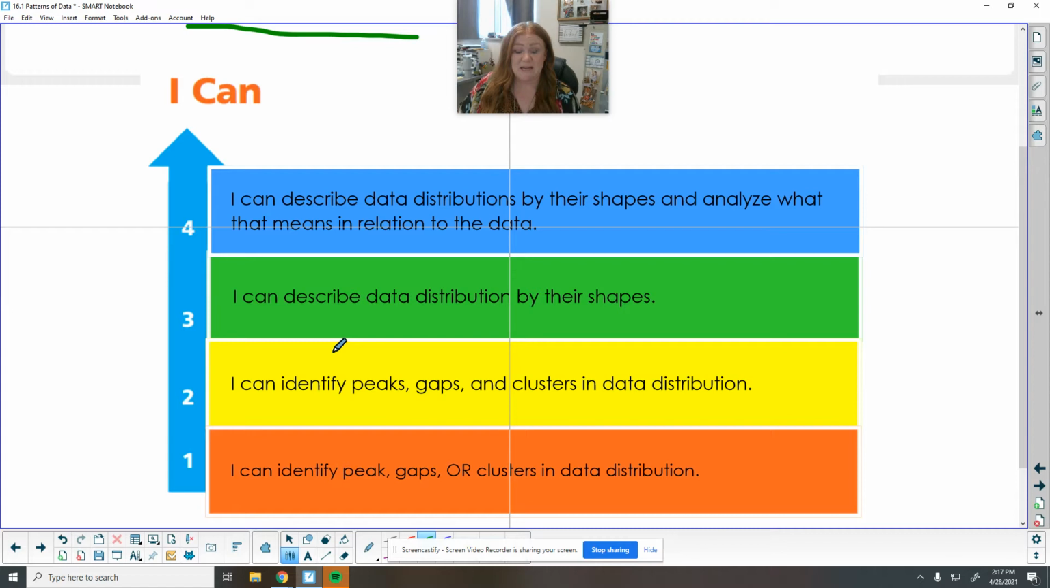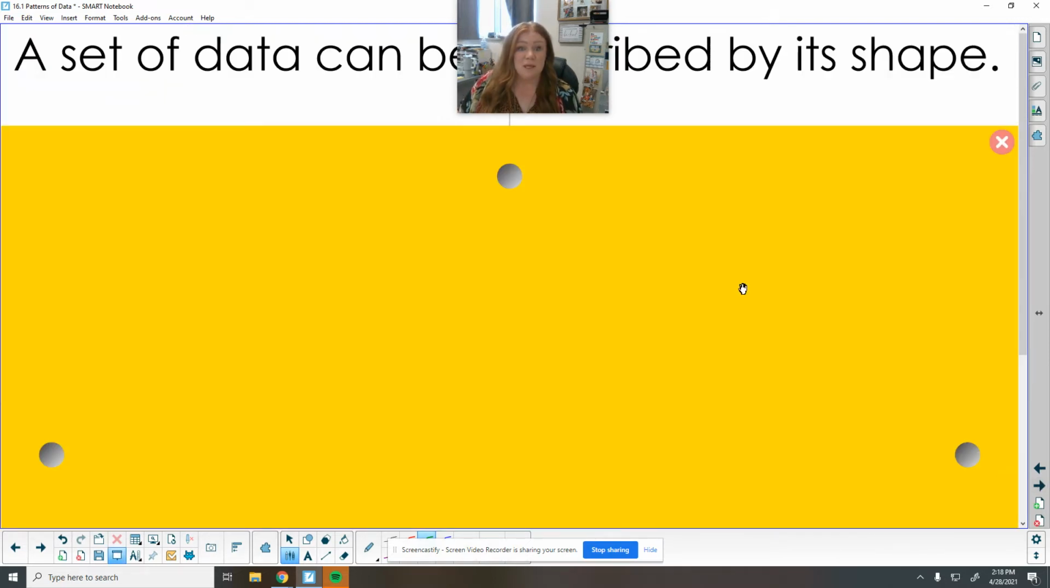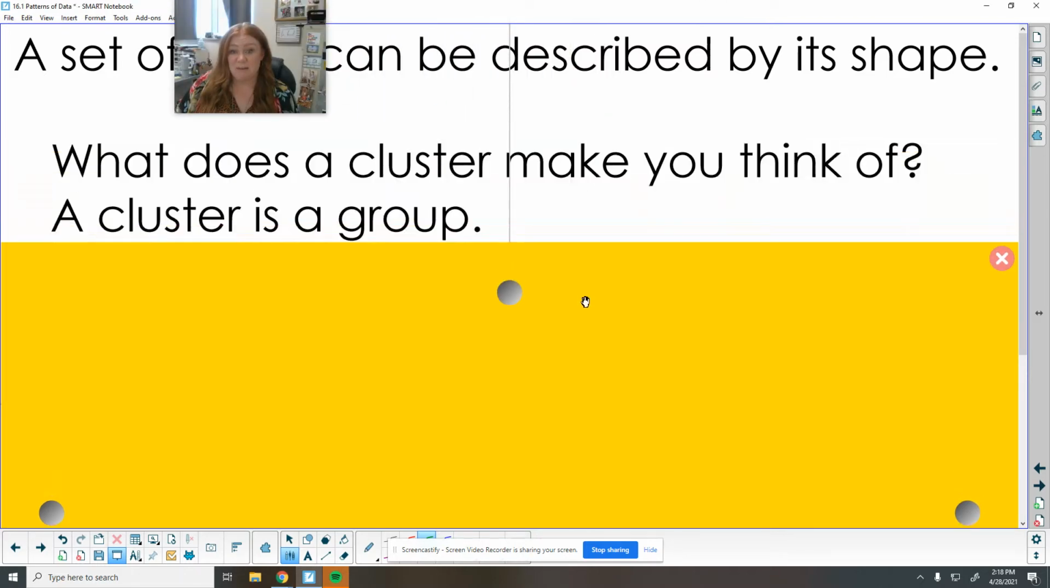So our goal here today: peaks, gaps, clusters. We can do all of these and we can analyze its shape and decide, is it growing? Is it shrinking? Is it symmetrical? What's happening to this data? So data can be described by its shape.